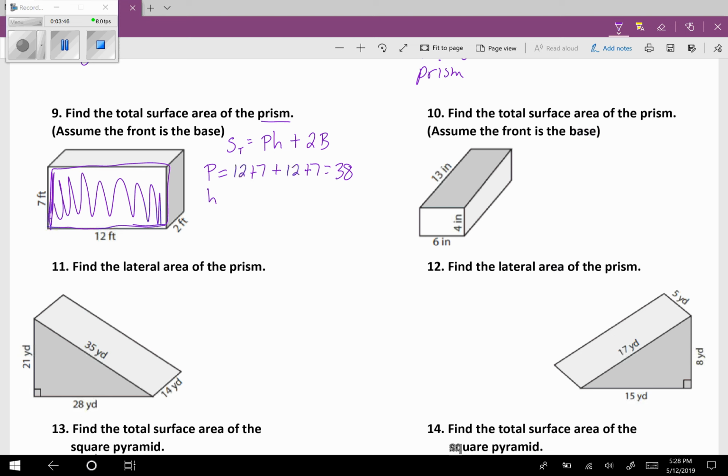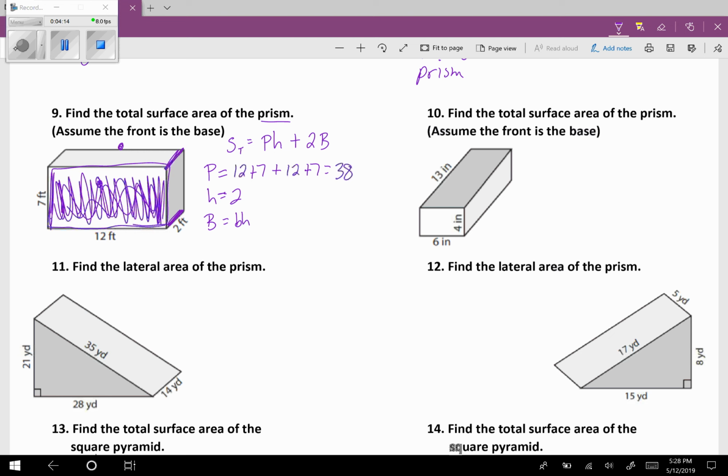Now the height. The height of our prism is how far it is between the base and its match, which is in the back. So how long is this connection right here? It's 2. Then we have to calculate big B, area of the base. So the area of this face right here is what we're calling the base. So what shape is it? It's a rectangle. So we have to do base times height.